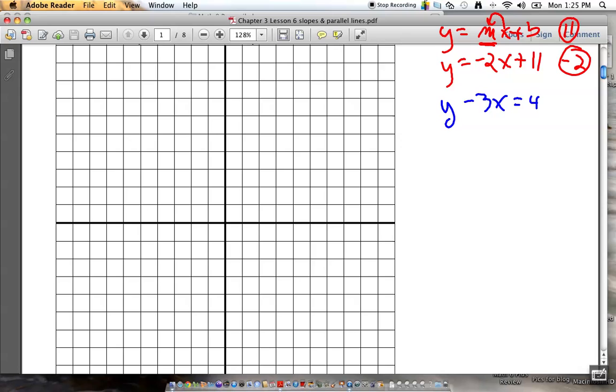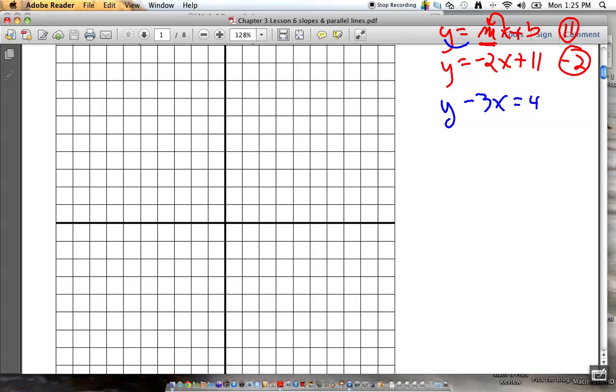Now, it says, what is the slope of the line y minus 3x equals 4? And there's a problem here. Ishi, pay attention. There's a problem here. What's the problem? It's not in the right form, right? It's supposed to say y equals. What does it say? Y minus 3x equals.